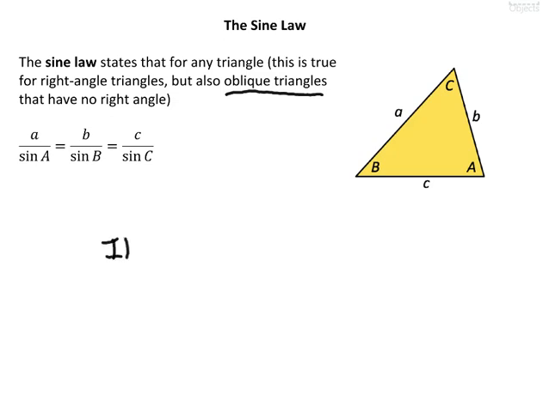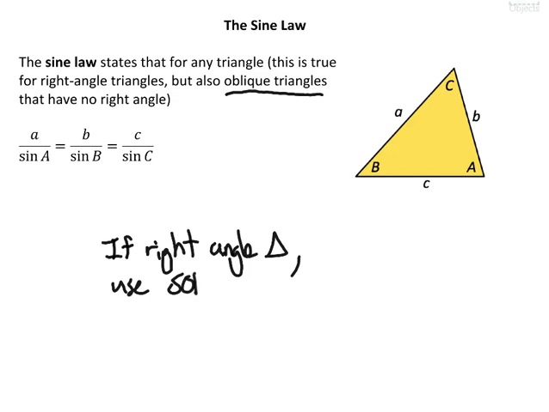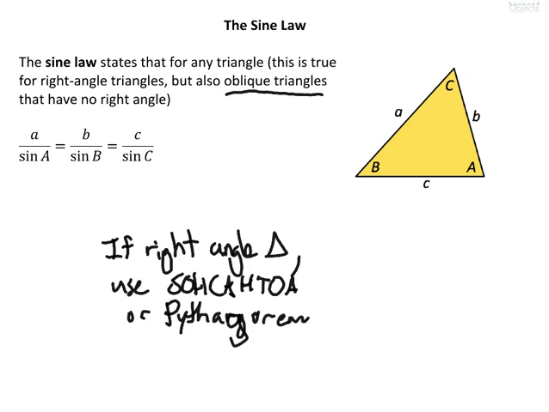So if you have a right angle triangle, you're going to want to use SOHCAHTOA or the Pythagorean theorem. Those are just way easier. So those ones are a lot simpler to use. So if you have a right angle, use those ones.